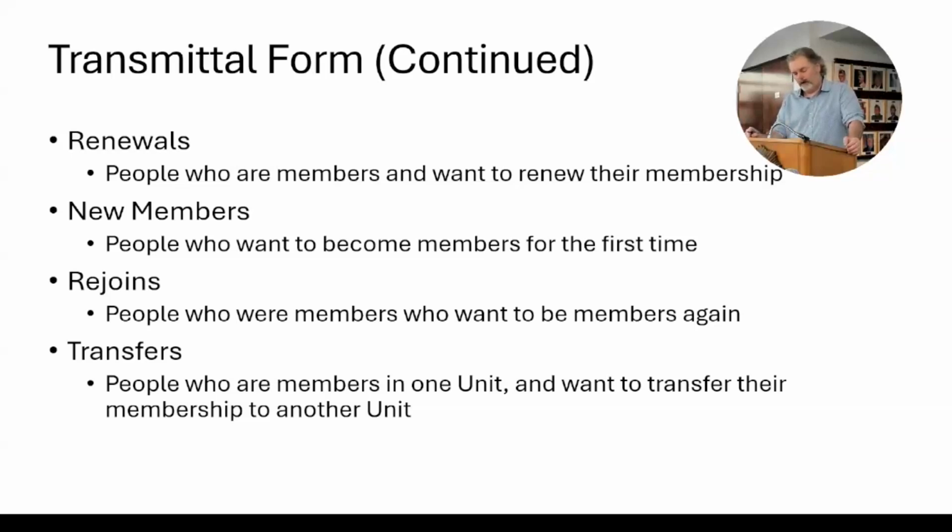So, renewals are people who are members and want to renew their membership. So they remember last year, they want to continue their membership, they don't want to break in it. Those are going to be your renewals. Your new members are going to be people who want to become members for the first time. Okay, there's also a caveat with that I'll explain later in the training. But that's what a new member is classified as.